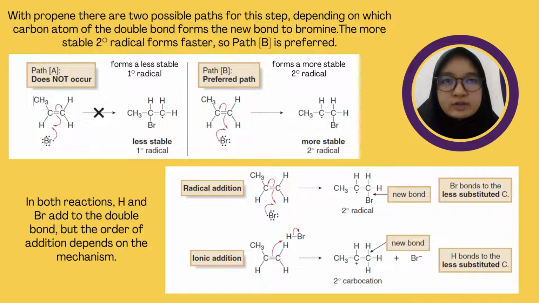With propene, there are two possible paths for this step, depending on which carbon atom of the double bond forms the new bond to bromine. The most stable 2-degree radical forms faster, so path B is preferred. So in both reactions, H and Br add to the double bond, but the order of the addition depends on the mechanism.